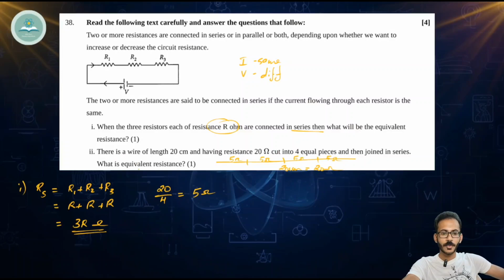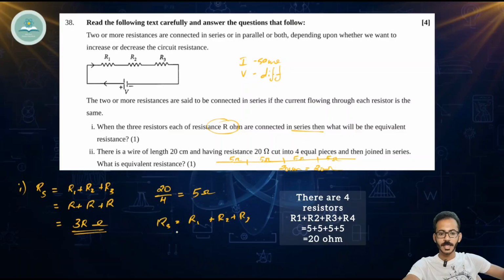So here what will be the equivalent resistance? It's the same equation. R is equal to R1 plus R2 plus R3. Here each resistance is 5 ohm. So it is 5 plus 5 plus 5 plus 5, total 20 ohm. So our total equivalent resistance will be 20. That's it.